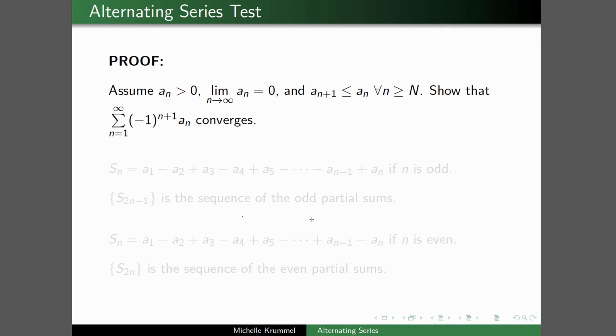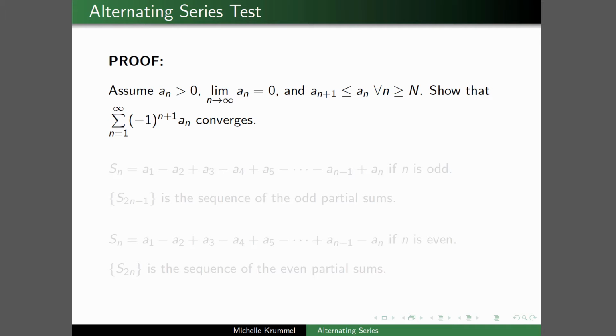Proof of the alternating series test. We want to assume that a sub n is positive, that the limit of the nth term as we approach infinity is 0, and that we have a non-increasing series for all n starting at some fixed point, capital N. We need to show that the alternating series, negative 1 to the n plus 1, a sub n, converges.